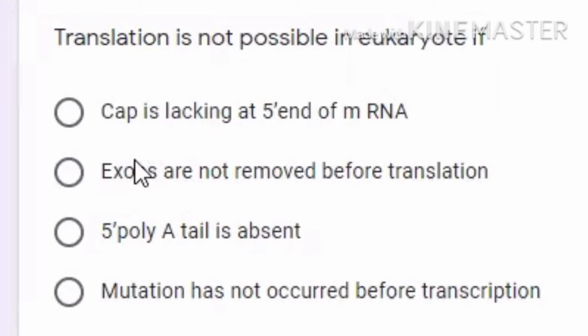Now, translation is not possible if the cap is not there. If the cap is lacking at the 5' end, then the translation will not start because it is the 5' end of the messenger RNA which binds with the ribosomal subunits.